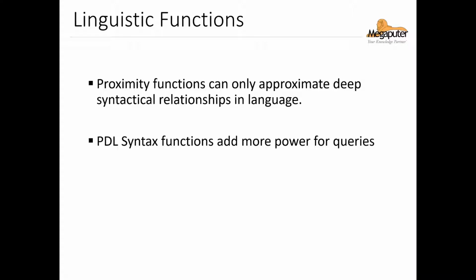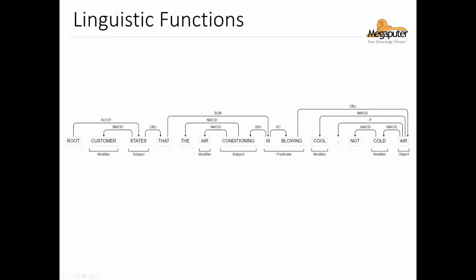So, the problem with proximity functions is they're only approximating these relationships. If we have a complicated piece of text, maybe this proximity is not going to be good enough to capture what we're looking for. For many cases, it's okay, but sometimes there's something very specific going on in our language, and we need something more advanced to capture that. So these advanced functions inside of PDL access linguistic parsing.